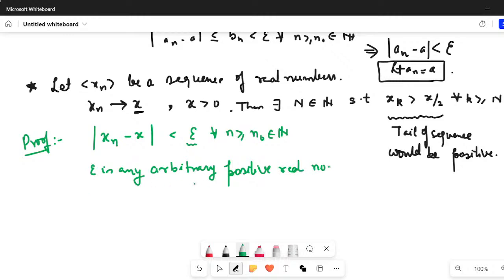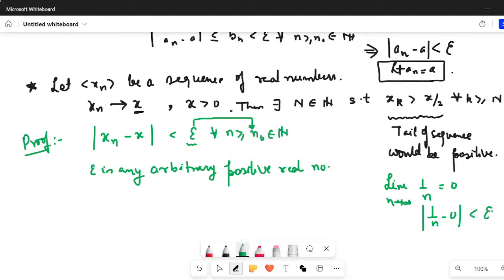Now, for any arbitrary positive real number epsilon, I must be in a position to give an n naught. So I started my lecture with this particular example. I told that time Amit was here. I asked him, what is the limit as n tends to infinity of 1 upon n? He said 0. And I asked, why is it 0? Because the distance between 1 upon n and 0 can be made less than epsilon.